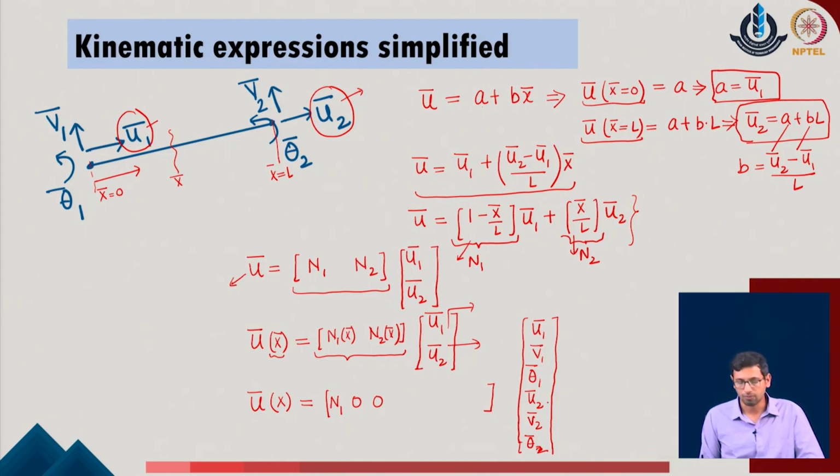So, this is also 0. u2 bar happens to be variation with the n2 function, and similarly the remaining two also come out to be 0. So, I realize now that this is a very standard expression which I can use to describe the variation of u bar in terms of a known function of x and the nodal values of the displacements of the given system.